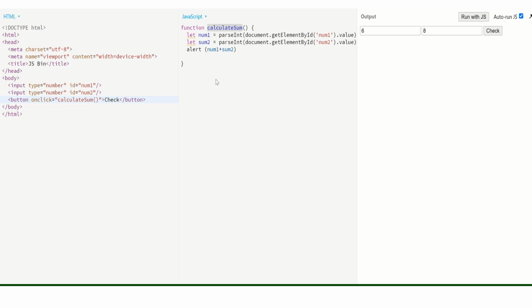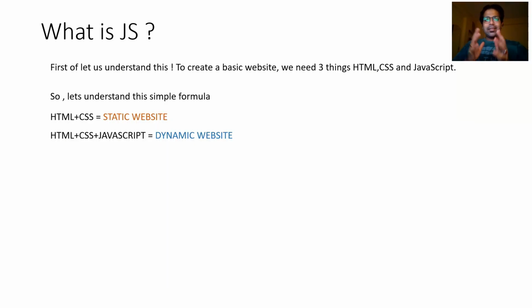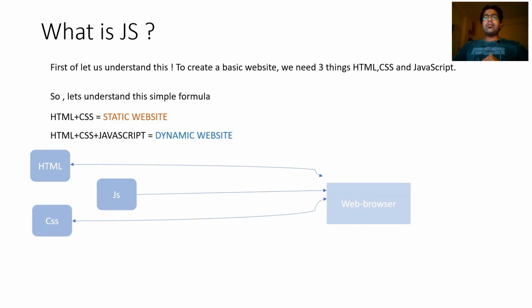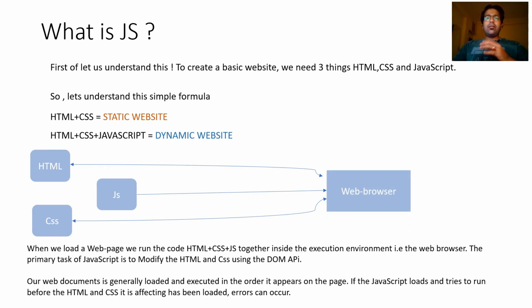Now that we understand the difference between static and dynamic websites, let's go and understand what JavaScript actually does in the browser. Let us see how JavaScript, HTML and CSS together work in the browser to give us a dynamic website, right? Whenever we load a web page, we run the code, that is the HTML, CSS and JavaScript together, inside the execution environment, which is basically our web browser.